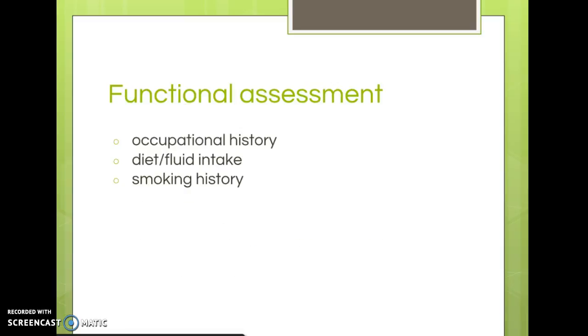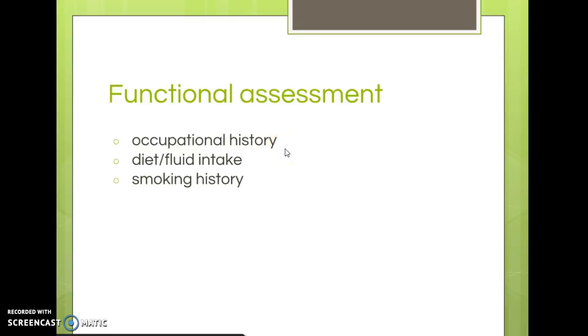But getting on to the functional assessment, occupational history, we're going to talk about one disorder, histoplasmosis, for instance, that it's a fungus that's found in the soil and in the bird droppings. And so if somebody is a farmer or works with poultry, then they're at a lot higher risk to have histoplasmosis than somebody who lives in a city and works in a bank. So occupational history is important.